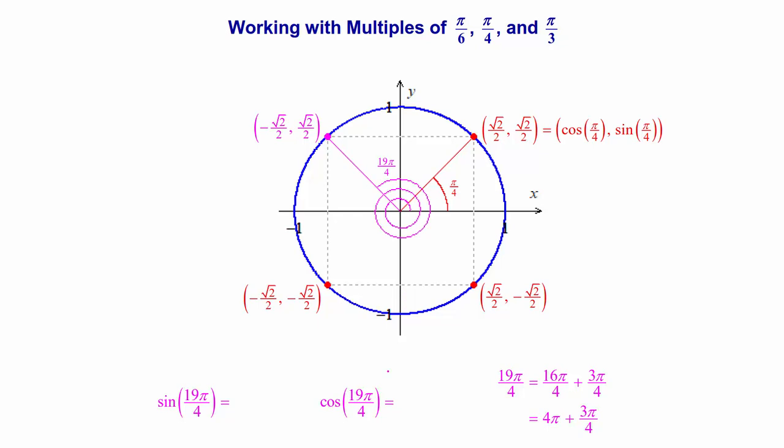And we see that 19 pi over 4 falls in quadrant 2, so we know that the sine of 19 pi over 4 is the y-coordinate, square root of 2 over 2. And the cosine of 19 pi over 4 is the x-coordinate, negative root 2 over 2. And in a similar way, we could find the sine and cosine of all multiples of pi over 4.